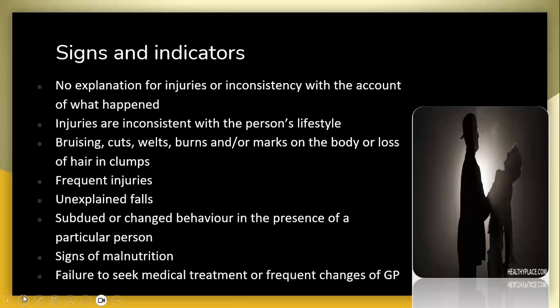Injuries that are inconsistent with the person's lifestyle. Okay, so you might hear somebody say, oh, I went hiking and I broke my hand. And you know that hiking doesn't really include breaking your hand, or that person doesn't even hike. So how could you go hiking and break your hand? Okay, bruising, cuts, welts, burns, or marks on the body, or loss of hair in clumps. Maybe someone might pull out their hair. You might see them have bruising or cuts, burns, or marks on the body, and that is also a sign.